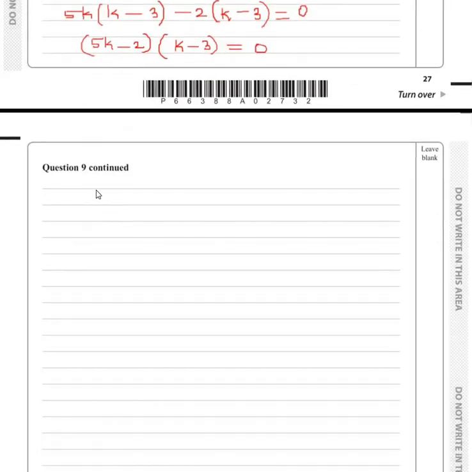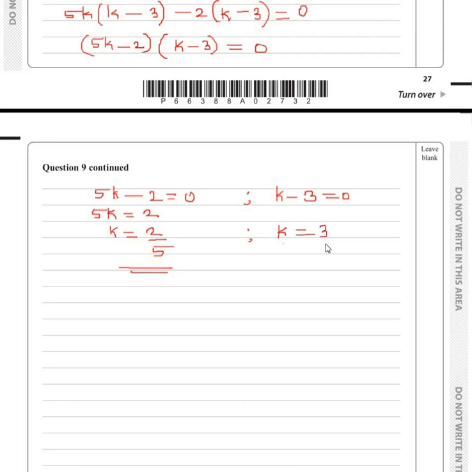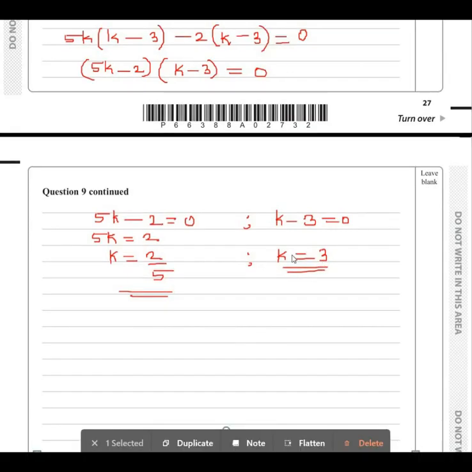So when we start solving this independently, we get 5k minus 2 equal to 0 and k minus 3 equal to 0. So one of the values of k is 2 over 5, and another value of k is 3. So there are two possible values of k, that is 2 over 5 and 3. Now let us continue with the C part of this question.